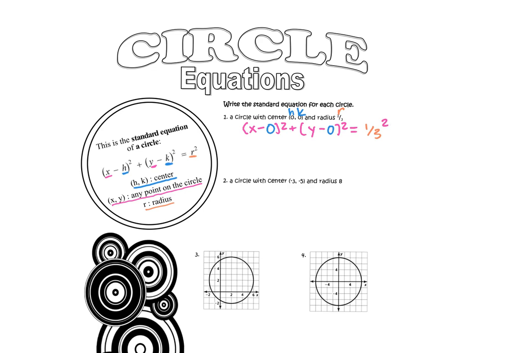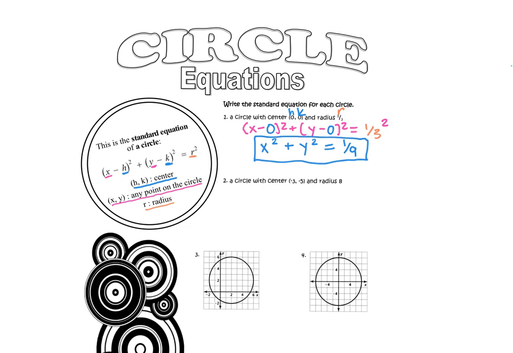If you notice, whenever we subtract 0 away from x, it's just going to stay as x. And when you subtract 0 away from y, it's just y. So we have x² + y², and then (1/3)² is 1/9. So this is the final equation here.